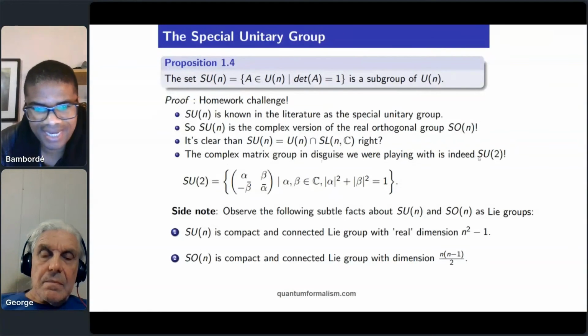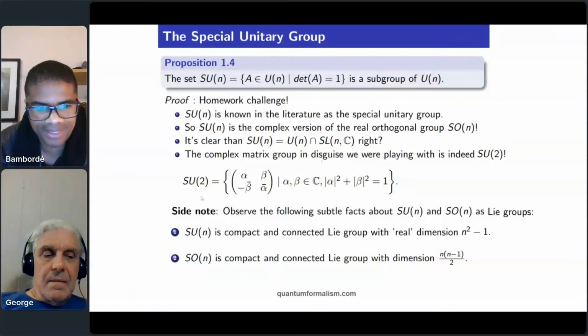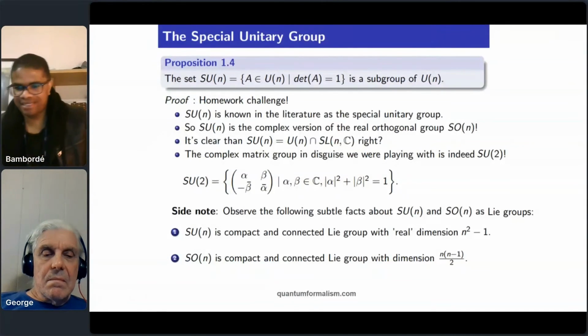And there you go. So this is exactly it. You can verify actually that the determinant of this is 1. So therefore this is SU(2). This group, this thing we were calling a group in disguise, it is.